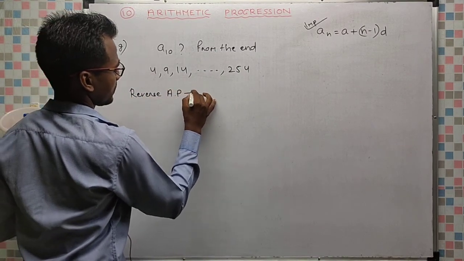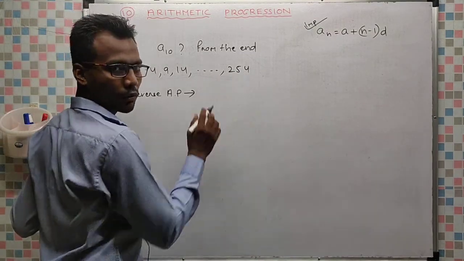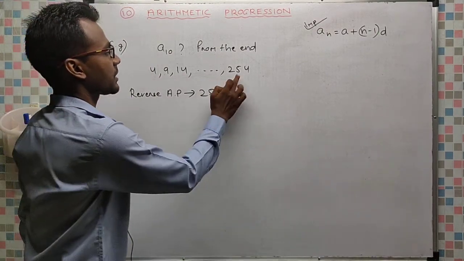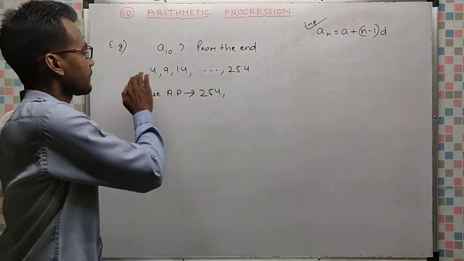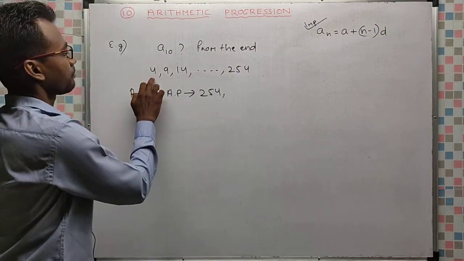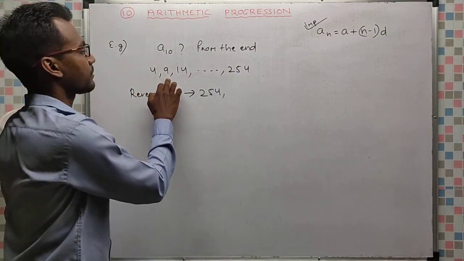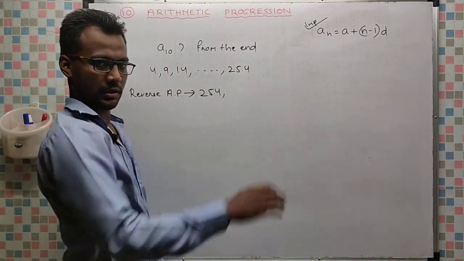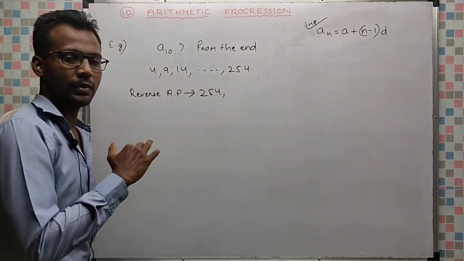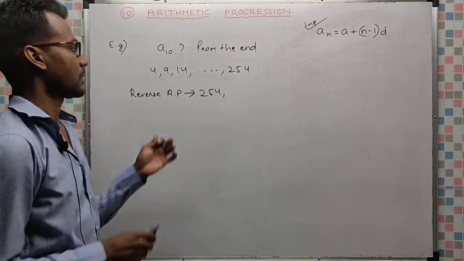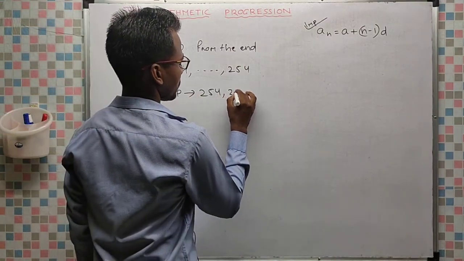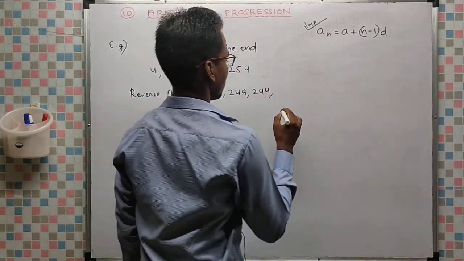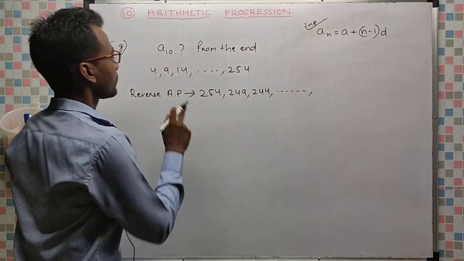Reverse AP means I will start from 254. Now after 254, what will come? Means what is the previous term of 254? See, from left to right, what is happening? Plus 5. 4 plus 5, 9. 9 plus 5, 14. Then plus 5, plus 5, plus 5. From left to right. Then what will happen from right to left? Obviously minus 5, minus 5. So 254 minus 5 is 249. Again minus 5 is 244. In this way, it will continue till 4.